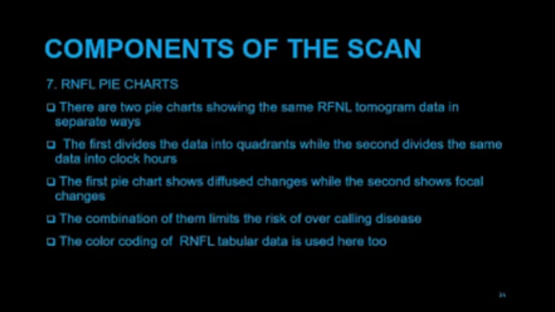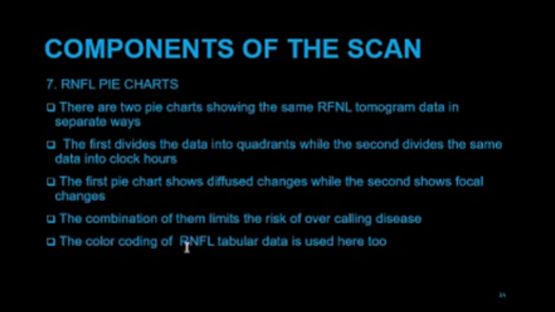The seventh component of the scan is the RNFL pie charts. There are two pie charts showing the same RNFL tomogram data in separate ways. The first divides the data into quadrants, while the second divides the same data into clock hours. I'm going to explain that shortly. The first pie chart shows diffuse changes, while the second pie chart shows focal changes. The combination of them limits the risk of overcalling a disease.